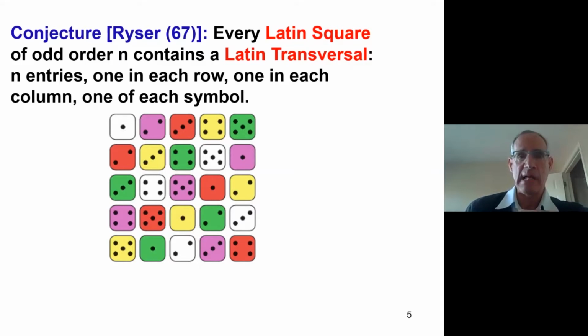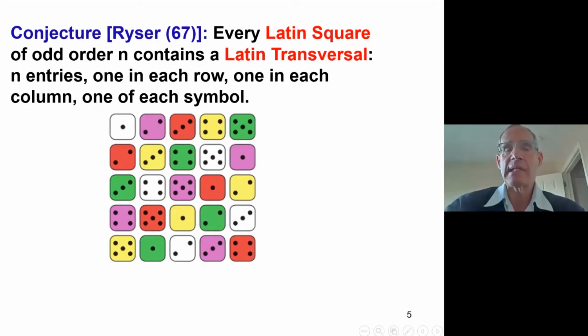What is a Latin transversal? It's like the examples that you see here in each of the fixed colors. It's a set of n entries of the matrix, one in each row, one in each column, and one of each number. Again, this would be fair in the sense that a Latin transversal is n entries out of the n squared. Since every number appears n times, it would be fair to contain each number exactly once. So this is a conjecture. Here, one could wonder about the partition version as well.